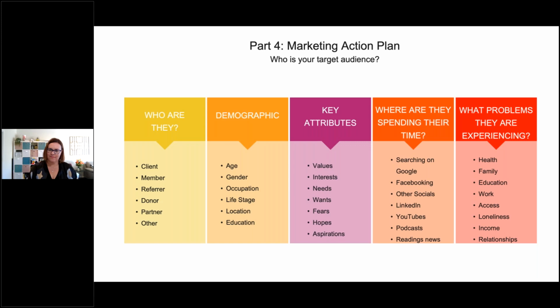Is it health-related, family-related, education, work issues? Are they having access issues? Are they experiencing loneliness? Do they have income worries or relationship troubles? And on the flip side of that, you could look at what are they trying to build on? Are they trying to build on a strength or learn a new skill? They can all be related to a problem.